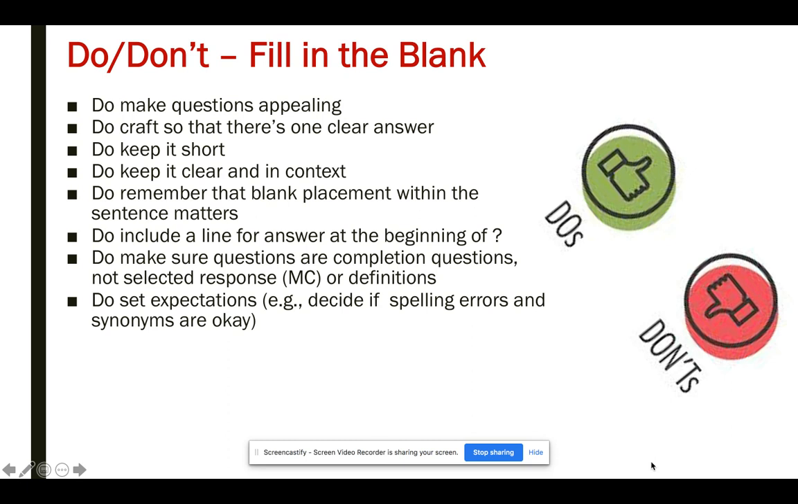Are you okay if they write a synonym? You should think about that ahead of time. And in general, if they know it and they just write it incorrectly, it should be okay. Do use word banks only if terms are very similar.